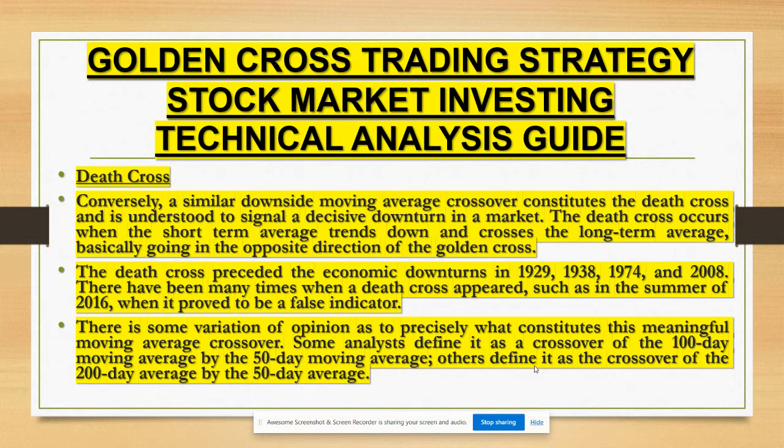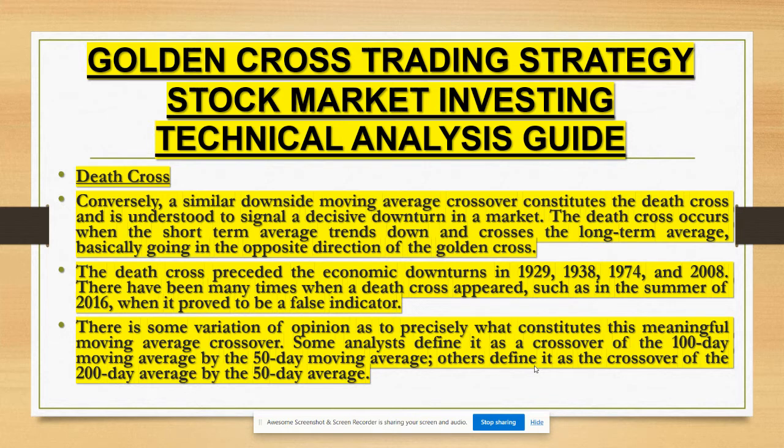The death cross preceded the economic downturns in 1929, 1938, 1974, and 2008. So this is how it was the early signal given in 1929, 1938, 1974, and 2008. Okay, and there were many times when a death cross appeared, such as in the summer of 2016, when it proved to be a false indicator. Okay, that is what sometimes it does, give fake signals. You need to judge that based on your experience.